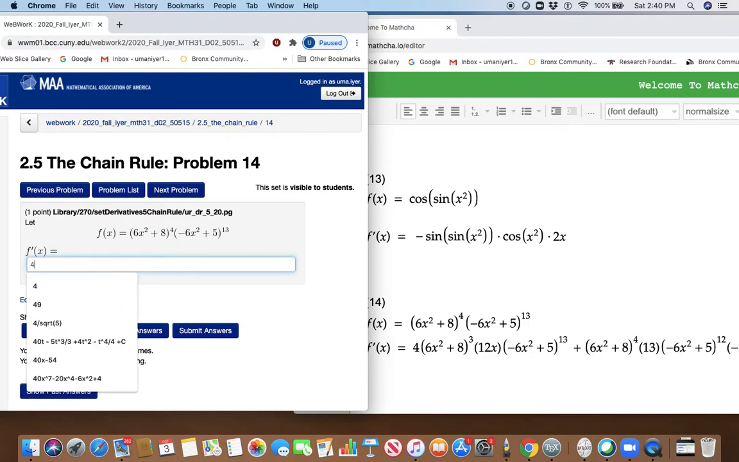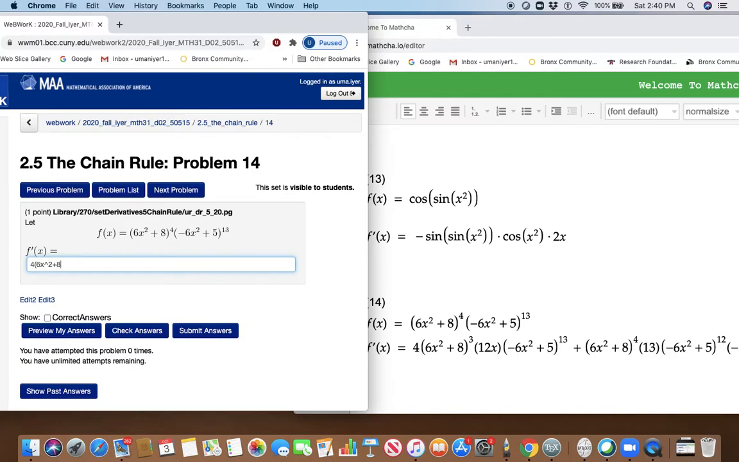All right, so this is 4 (6x squared plus 8) to the power 3. Then you go inside, take its derivative, 12x, and then the second one as it is. Remember, 13 has 2 keystrokes, so you need parentheses. Plus, that's the derivative of the first, second as it is.